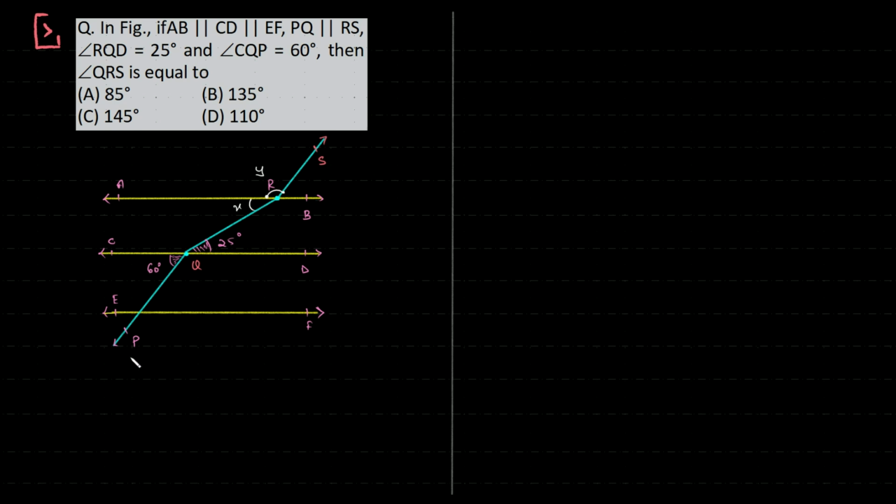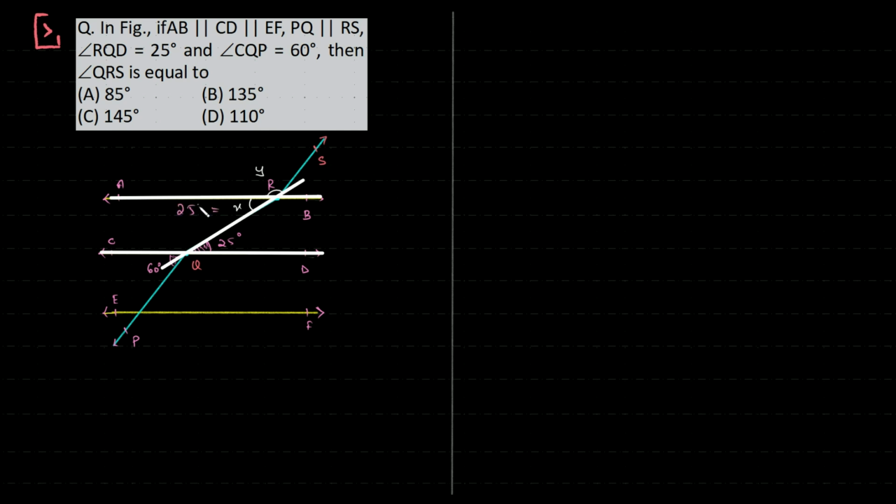First, we'll figure out X. How will we do that? With the help of AB and CD. And the clue being this. That is your transversal line. Now, please pause and think. So the answer is, this is 25.